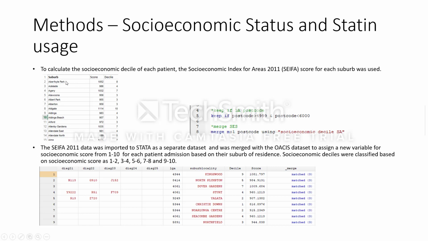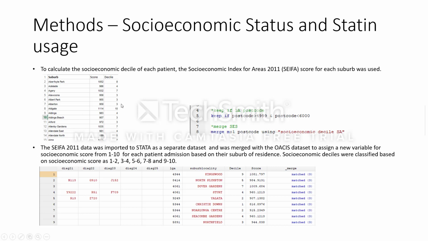So as you can see, this is the original document from the government website, the SEIFA 2011. You can see that each suburb is listed here, and it has a socioeconomic score, and then the relative socioeconomic decile. So 1 would be the lowest decile and 10 would be the highest. According to this, the suburb Aldgate has decile 10, so it's quite a privileged suburb. With this data set, first of all, I kept it if it was a South Australian postcode. Okay, so that's the coding.